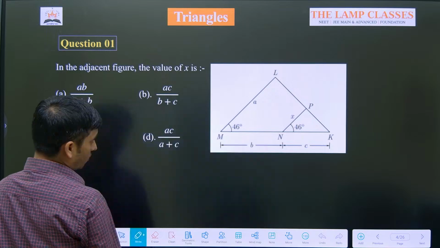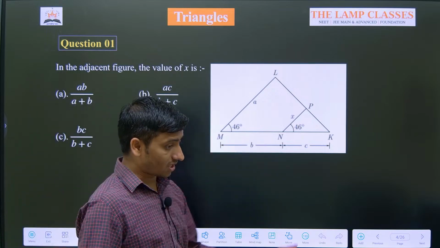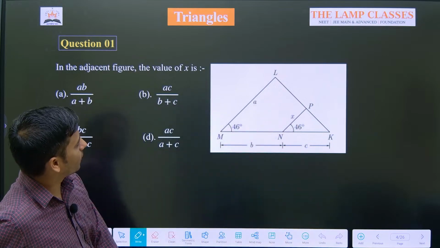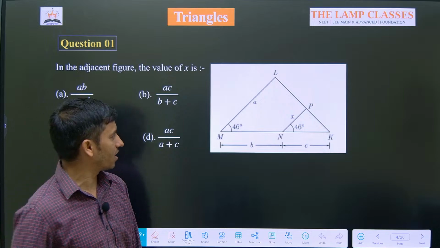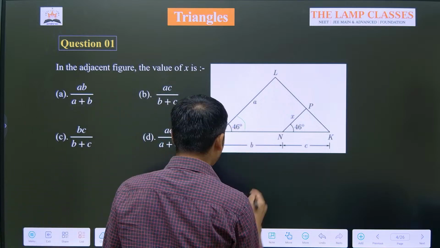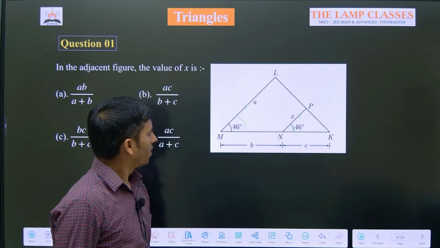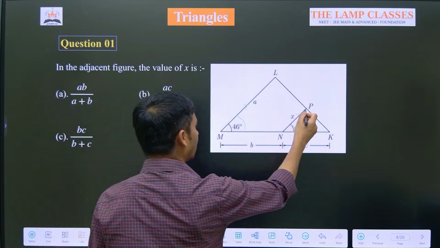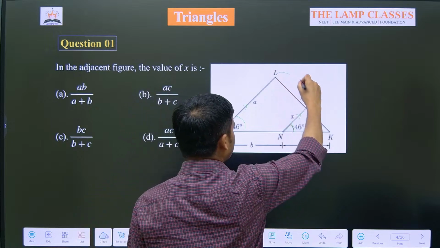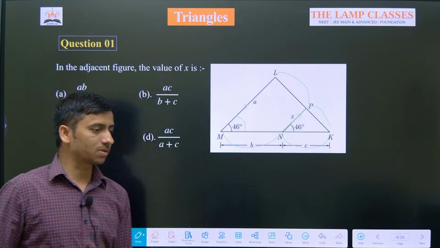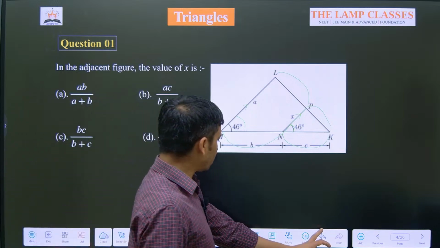In this question, just after looking at it, there might be two ways to think. One might be thinking of using the BPT theorem, because you know that this angle and this angle are equal, so these two lines are parallel. But they are asking for this side. You know that in the BPT theorem, the rule is this ratio upon this will be equal to this upon this. So it's better to start by using similar triangles.